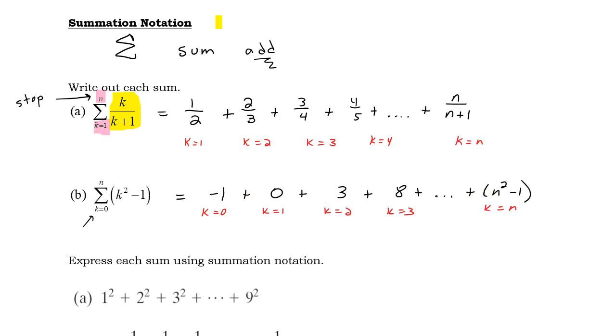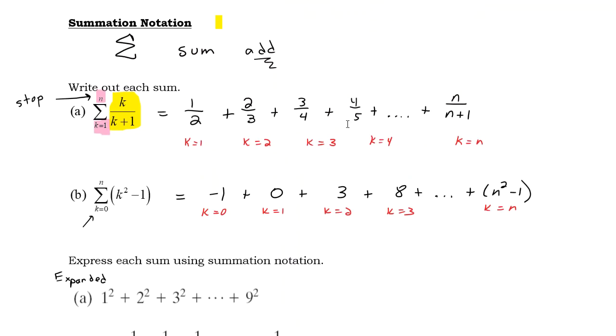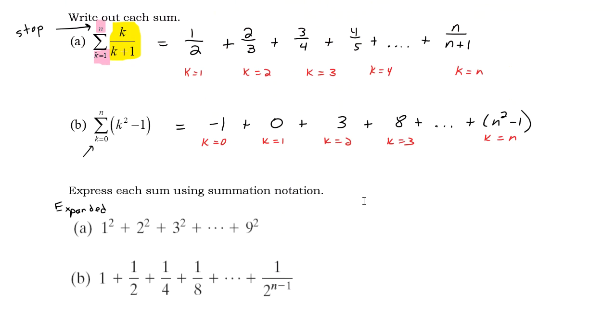All right, how did you do? How's that look? Again, we can't find the answer here because I don't know what value of n that I want to end with. All right, so now we're given an expanded notation, and we want to rewrite it in summation notation. So basically we're going backwards from what we did up here.